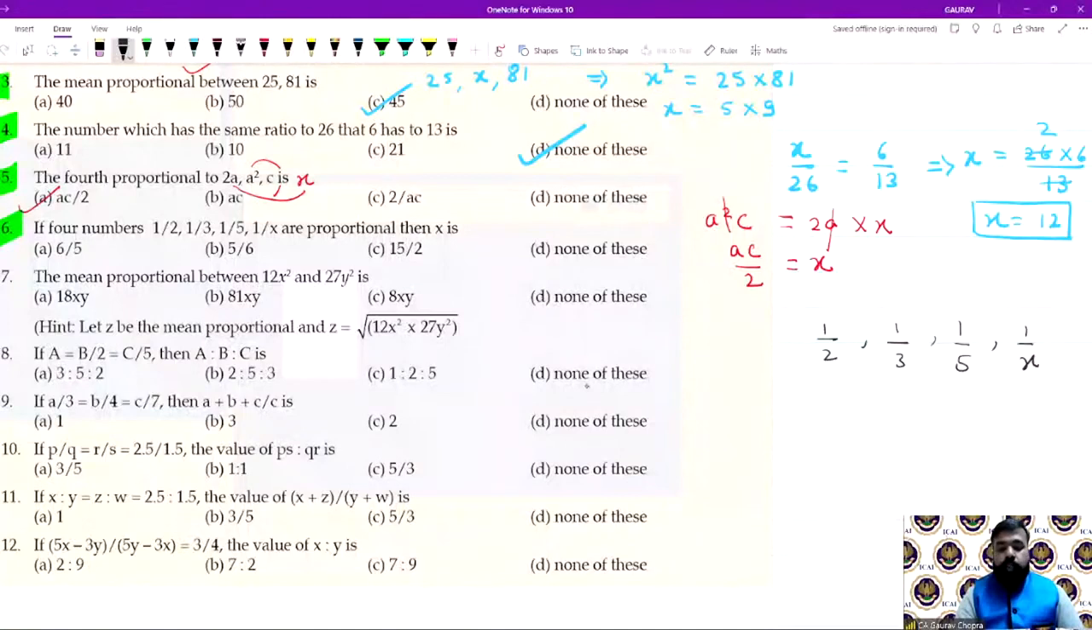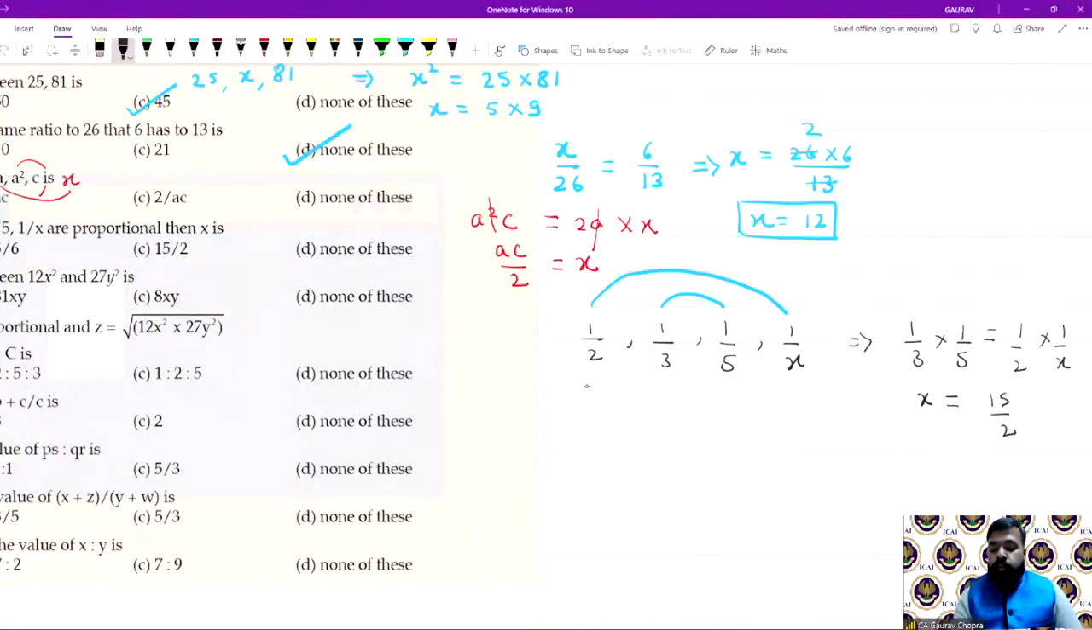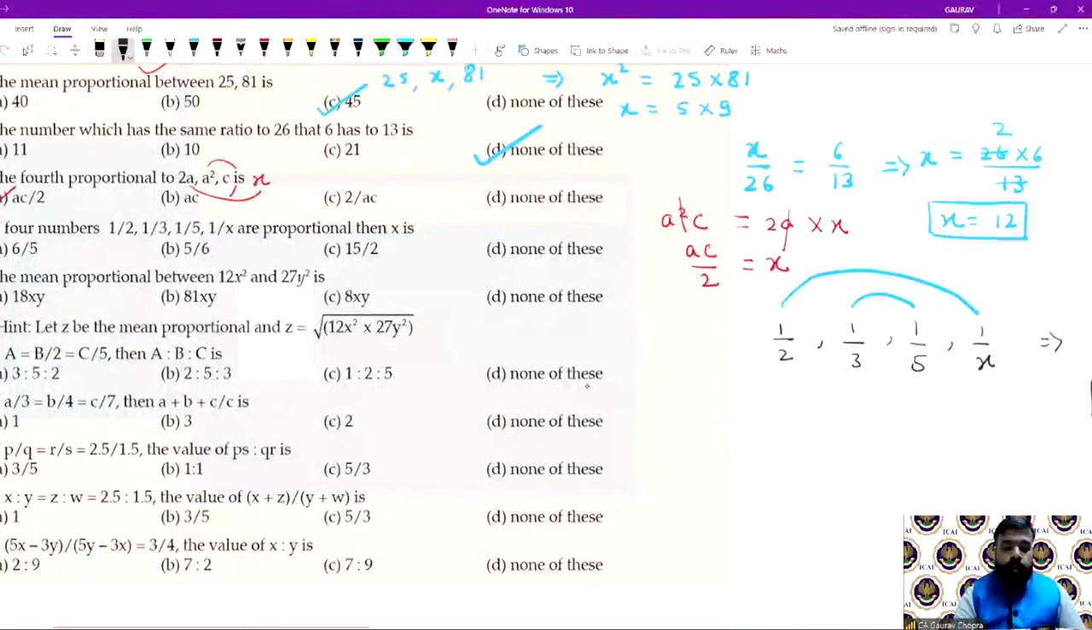So let us apply the product rule, that is the cross product. So simply what we can do, 1 by 3 multiplied by 1 by 5 is equal to 1 by 2 into 1 by x. So on cross multiplication, what we are getting, x is equal to 15 upon 2. x is equal to 15 upon 2. This is option number C.